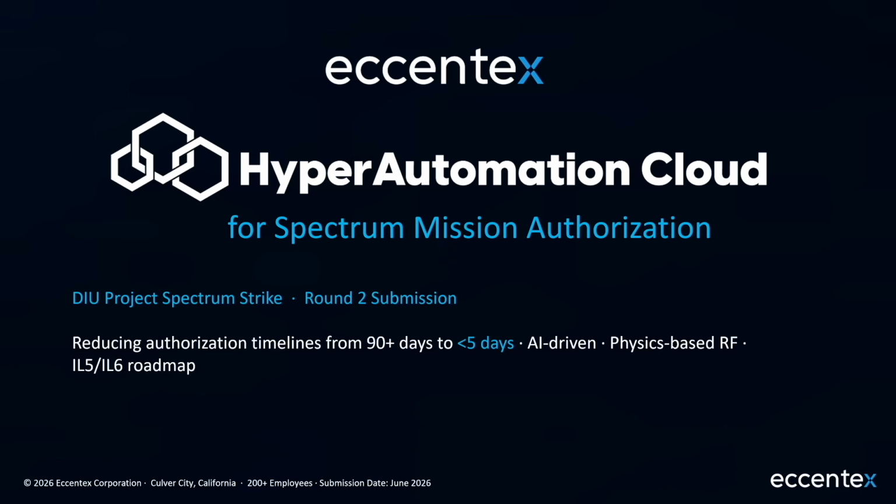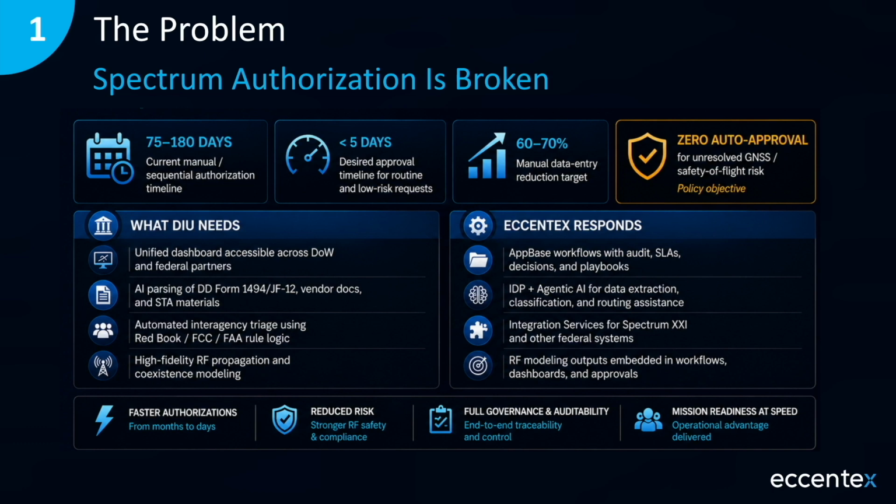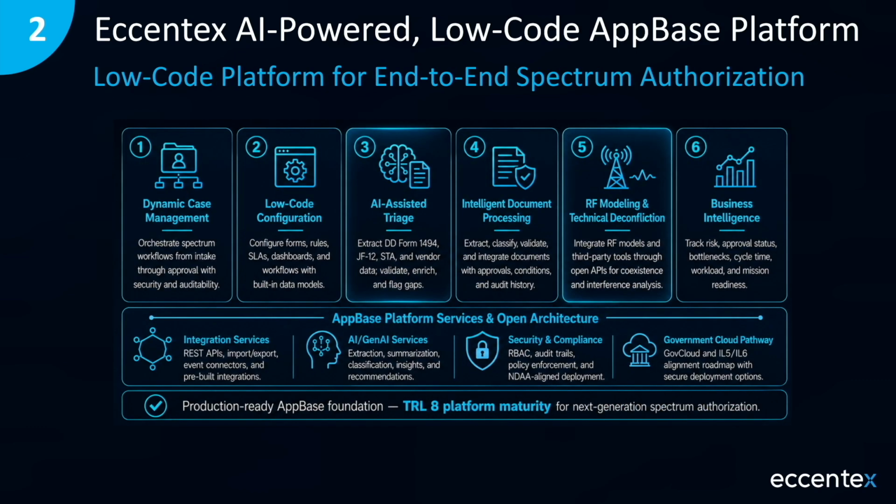Eccentex was selected for Round 2 of DIU Project Spectrum Strike to demonstrate a faster, more controlled operating model for Spectrum mission authorization. Today, the process is often manual, document-heavy, and sequential. Requests move across forms, reviews, technical analysis, and approvals with limited end-to-end visibility.